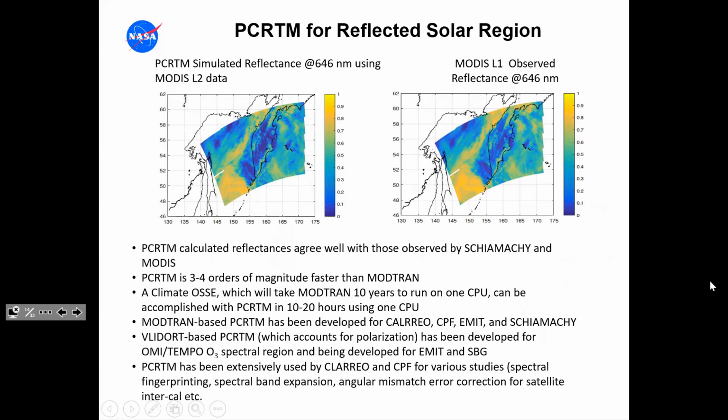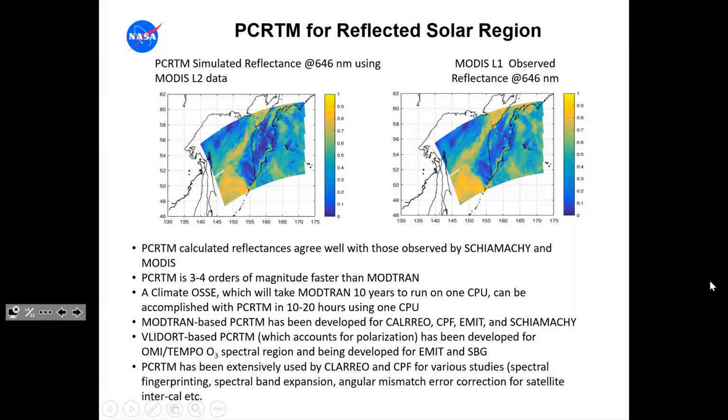Okay, the other application of the PCRTM: we have a Claro Pathfinder project at NASA Langley. It's a hyperspectral sensor that covers the spectral range from 350 nanometers to 2.5 microns with hyperspectral resolution. The difference between this one and previous satellites, like MODIS or VIIRS, is that for a solar instrument, it's very difficult to do the calibration.